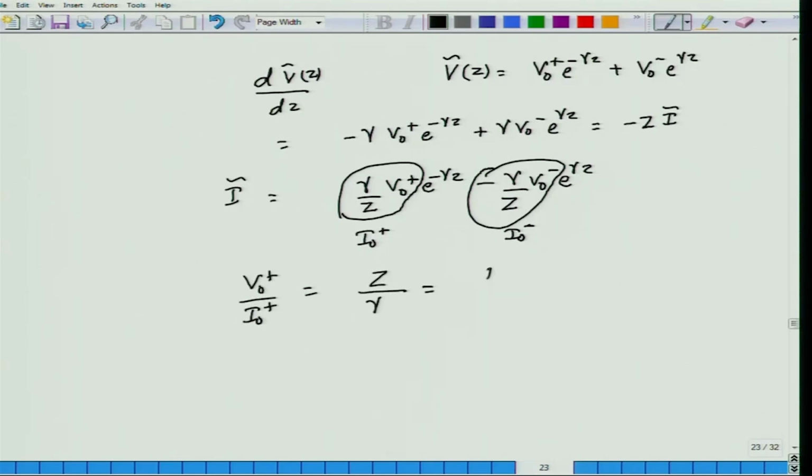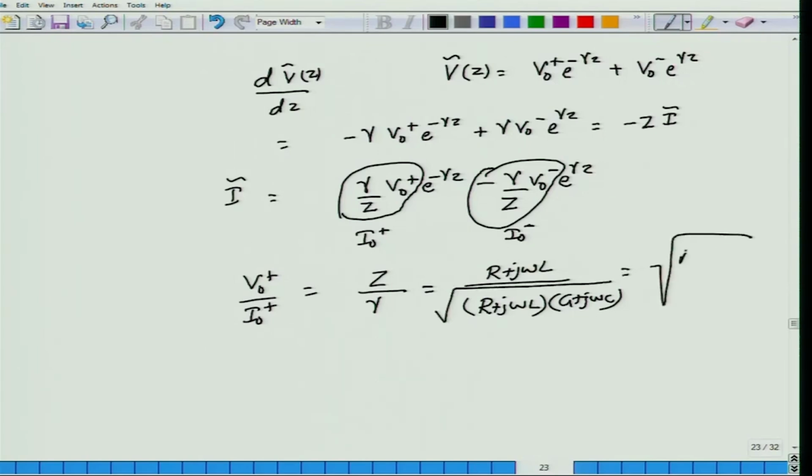Z is nothing but R plus j omega L, gamma is the square root of (R plus j omega L) into (G plus j omega C), okay, and this would be equal to the square root of (R plus j omega L) divided by (G plus j omega C). You can actually get the same relationship by taking minus V0 minus divided by I0 minus, which will again give you Z by gamma, where gamma by Z is the admittance and Z by gamma is the impedance.